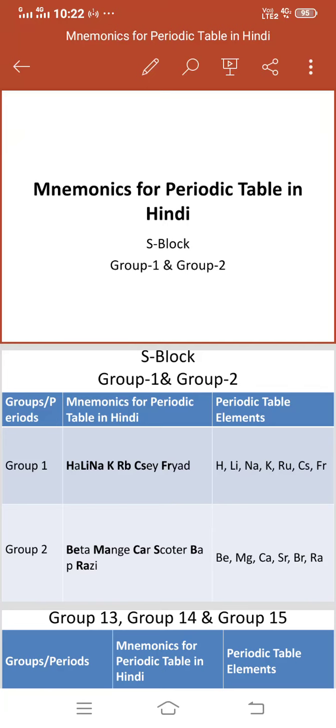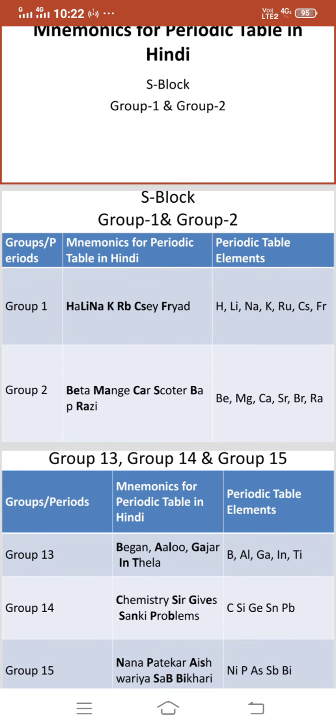Dear students, today we will discuss the mnemonics for the periodic table in Hindi as well as in English. You know, the periodic table is divided into four blocks: S block, P block, D block, and F block. So, the first block in the periodic table is S block. Mnemonics for S block elements, group 1 and group 2.